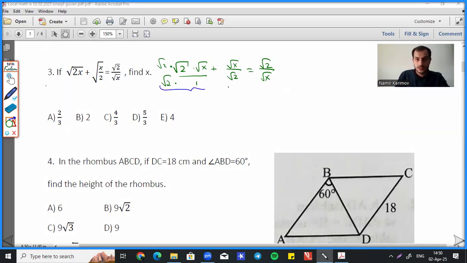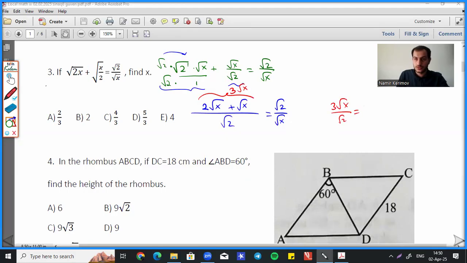So as you see, now the denominators are root 2. When we multiply the numerator by root 2, that will be root 2 times root 2 times root x, which is root 4 times root x, which means it's 2 times root x. Then plus root of x equals root 2 over root of x. On the left-hand side, 2 root x plus root x will be 3 root x. So 3 root x over root 2 equals root 2 over root of x.